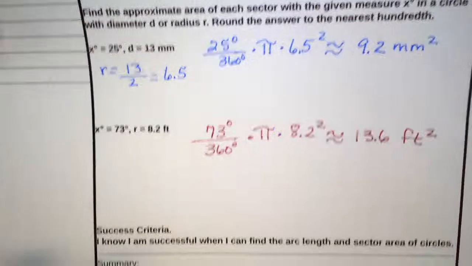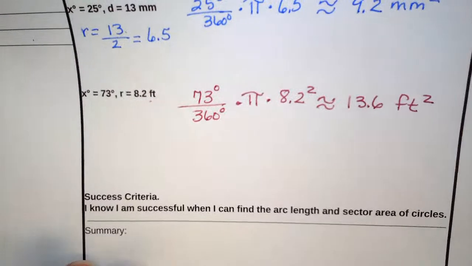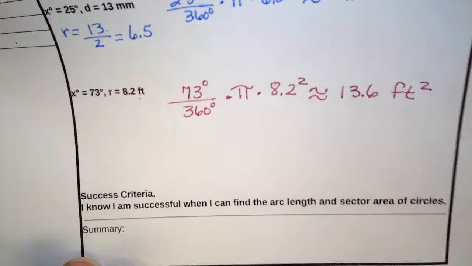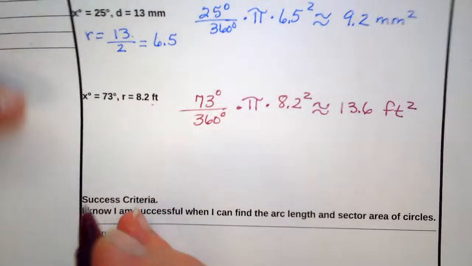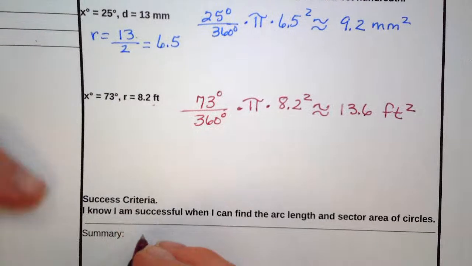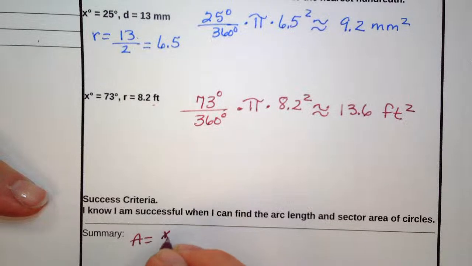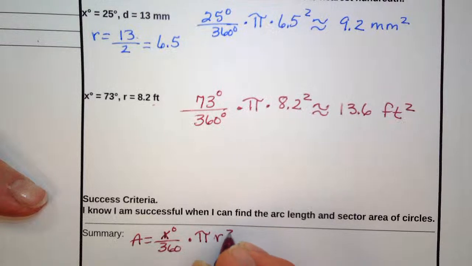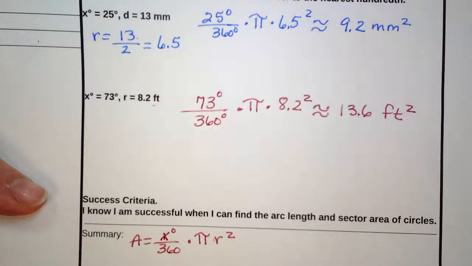So how do you know when you're successful? You know when you're successful if you can find the arc length and sector area of circles. The area is x degrees over 360 degrees times pi r squared. The fraction of the circle times the area of the whole circle will give you that sector area.